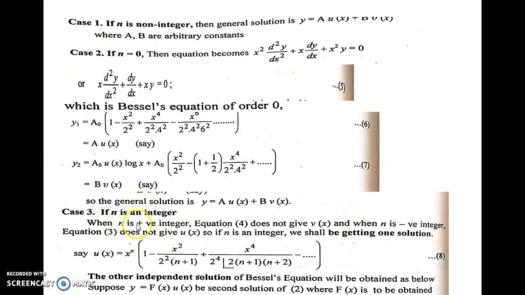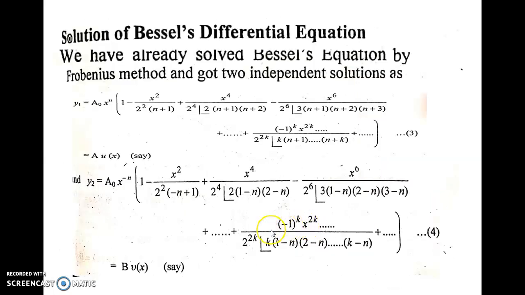Now see, if n is an integer, n can be positive or n can be negative. If n is a positive integer, equation 4 does not give v(x). Why so? Because what is equation 4?